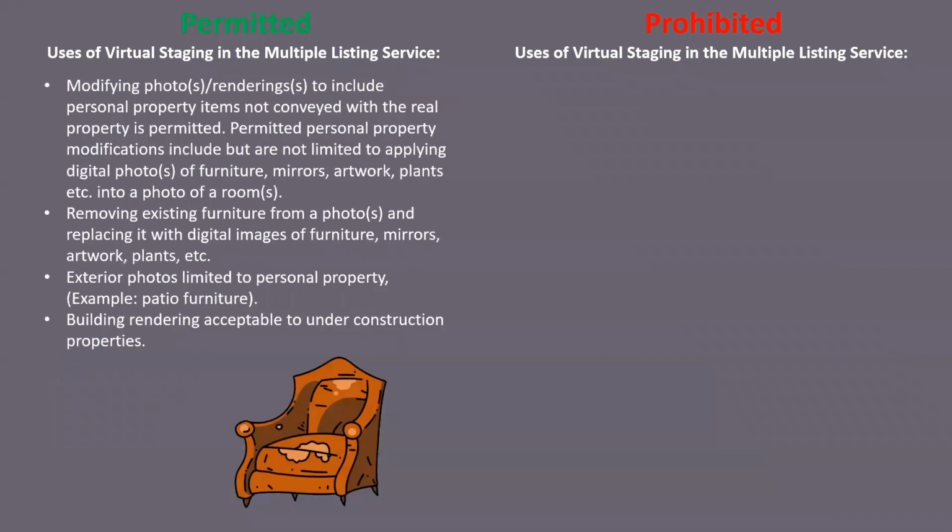Items that are permitted to be virtually staged include any kind of personal property. If you have old furniture from the 1970s, you want to remove that furniture and put modern furniture in there, you can do that. If you want to bring in plants, you can do that. You can do that for interior furniture. You can do it for exterior furniture as well. If you have a nice deck out there, you can put a barbecue pit on there, as long as it's not a permanent barbecue pit. Replace artwork, replace plants, whatever you need to do. That stuff is permitted for virtual staging.